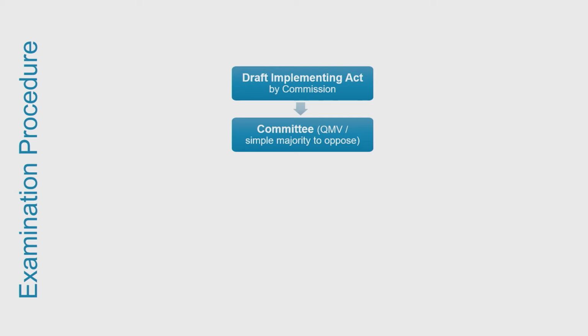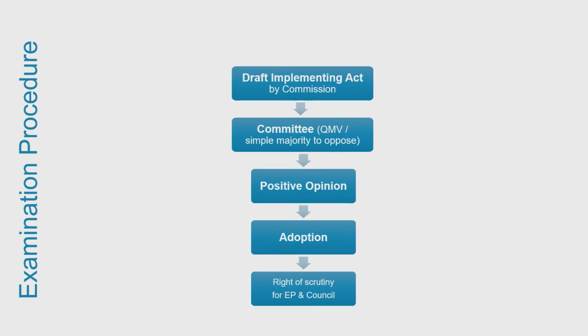The examination procedure is used for a specified number of measures, such as measures of a general scope, measures relating to the environment, and to the common agricultural policy. In this procedure, the Commission also proposes the draft implementing act to a committee. The committee can then do three things. First, it can provide a positive opinion with a qualified majority, in which case the implementing act can be adopted. However, the Parliament and the Council retain a right of scrutiny to check at any time whether the Commission has overstepped its competences.